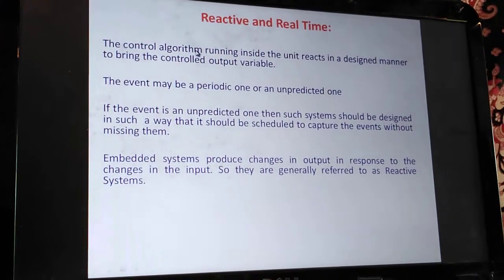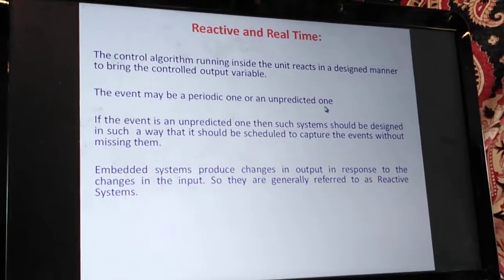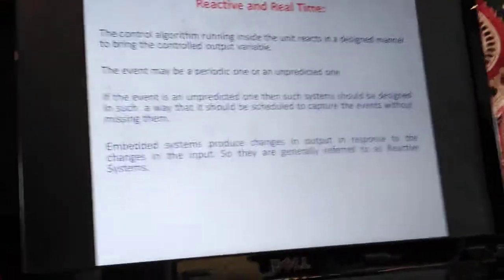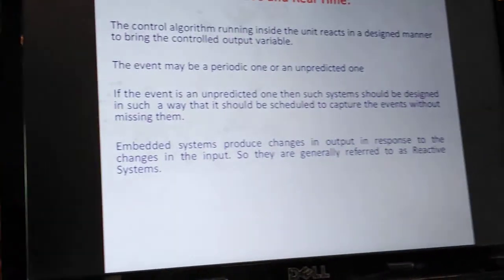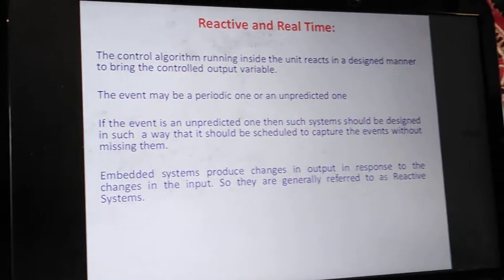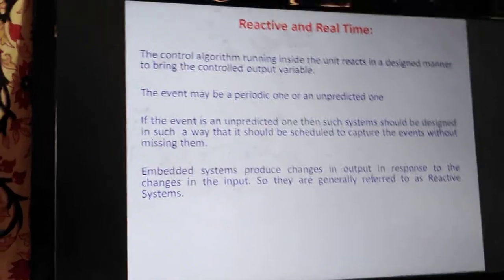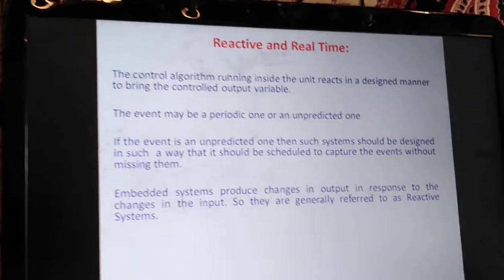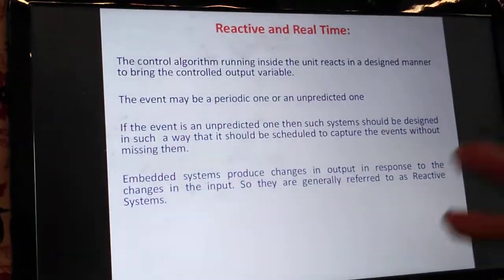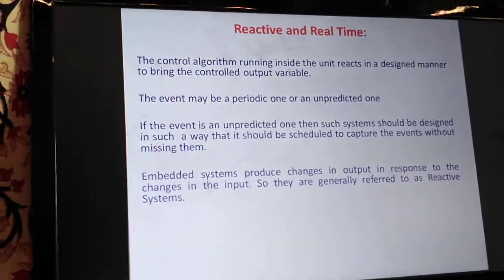These are all the controlled outputs. The event may be a periodic one or an unpredicted one. Sometimes several events may happen. Event, in the sense of changes in the temperature, is one event in the case of air conditioner units. Inserting the card is one event; it occurs in ATM machines, and pressing some keys is another event. And if it is a speed control of a motor, the variation in the load is one event. The variation in the input power is another event. These are all the events.